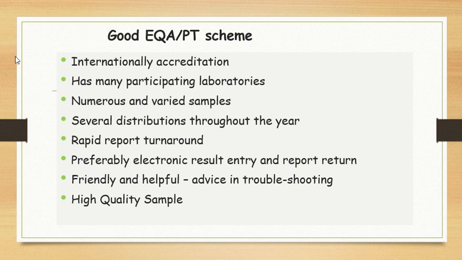The good EQA scheme should have these criteria. First, international accreditation. The EQA scheme is accredited by national or international accreditation bodies worldwide. Has many participating laboratories. This will create a large user database and increase confidence in statistical values, minimum 20 participants. A high level of participation means peer group numbers are maximized, ensuring availability of data for a wide range of instruments and methods. Numerous and varied samples.